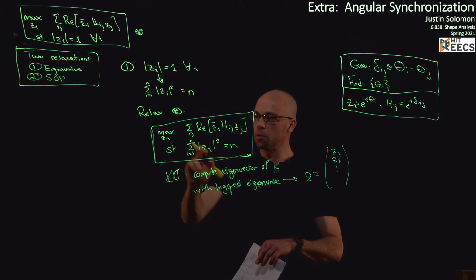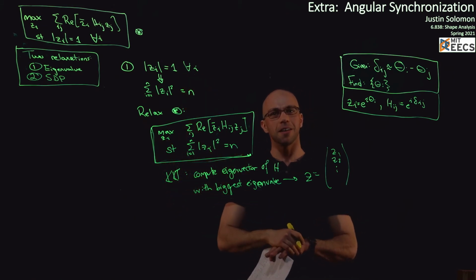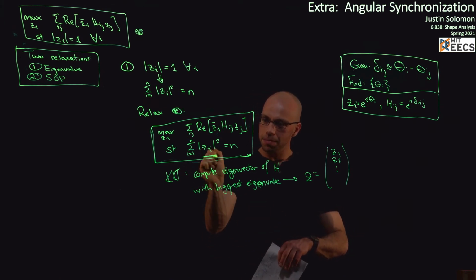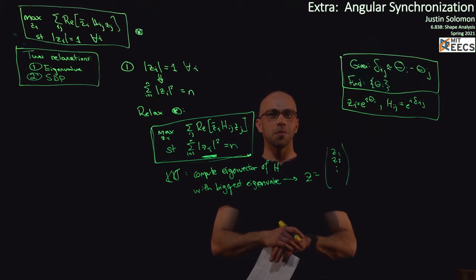Incidentally, because we removed constraints, that max value will get bigger, right? We're going to upper bound our optimal objective value. But the problem is that we're not necessarily going to get unit complex numbers, Zi. So what do we do in practice?